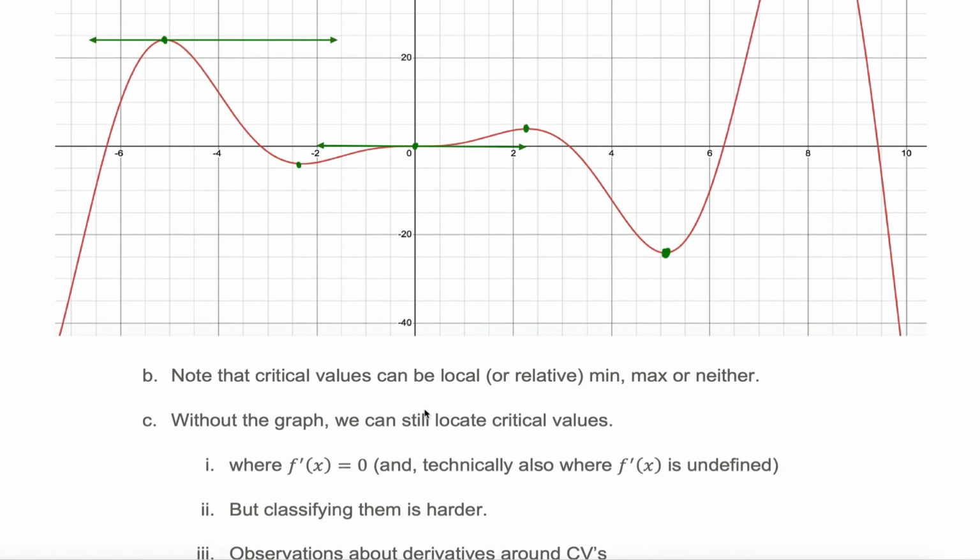Before I move on, so I don't forget to say it, instead of using the adjective local, some books use the term relative. It means the exact same thing. You call this a relative max or a local max, either way means the exact same thing.